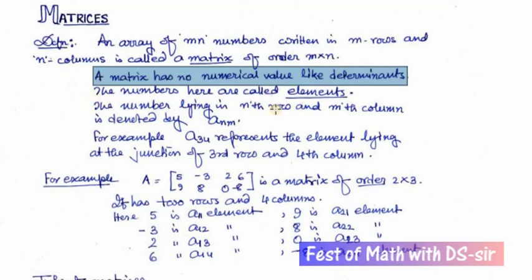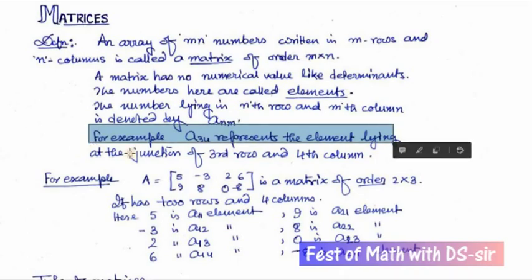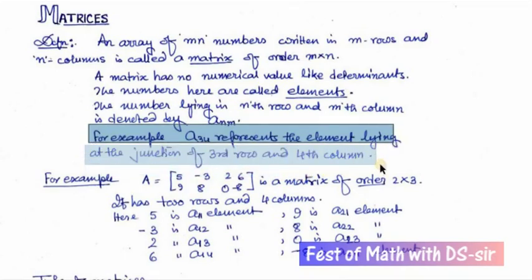The number lying in the mth row and nth column is called the Amn element, denoted by Amn. So A23 represents the element lying on the second row and third column, at the junction of the second row and third column. For example, A34 represents the element lying at the junction of the third row and fourth column.